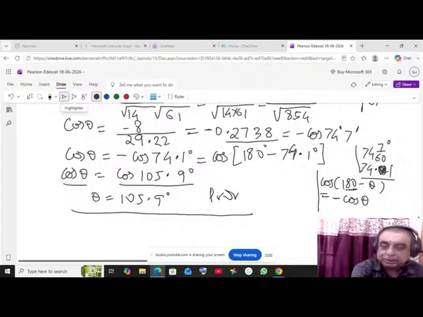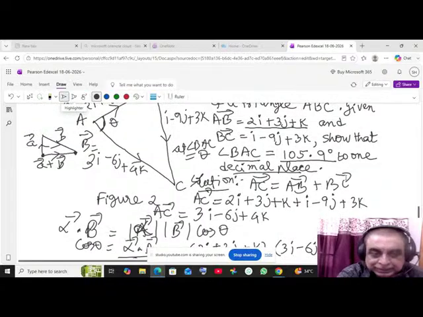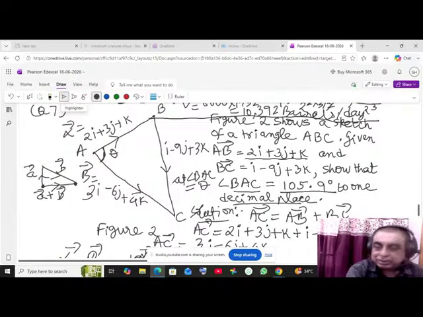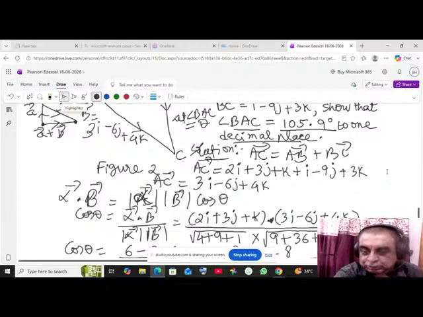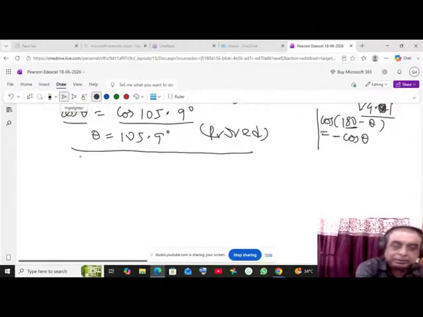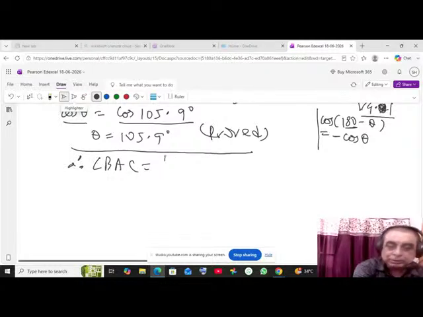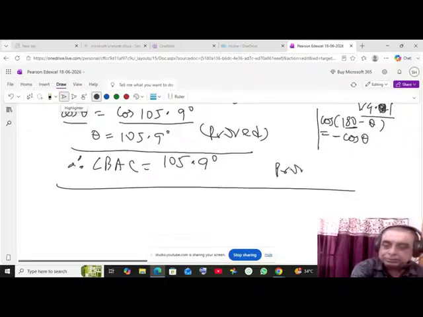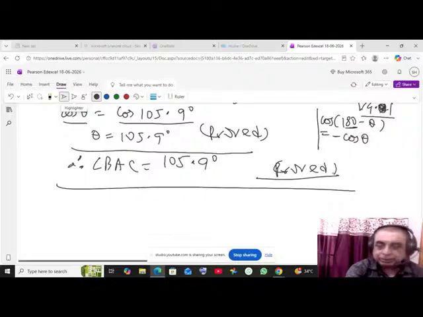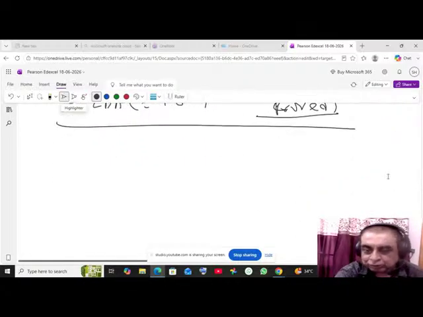This thing was asked to prove. We have shown here that angle BAC is 105.9 degrees, rounded to one decimal place. Theta denotes angle BAC, therefore angle BAC is equal to 105.9 degrees. It is proved. That was asked to show, and we have shown it. Now we are moving to the last question of today's class.